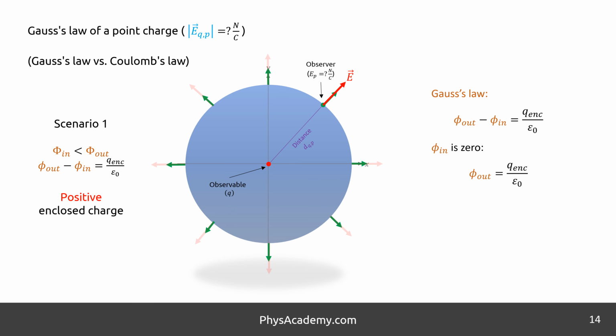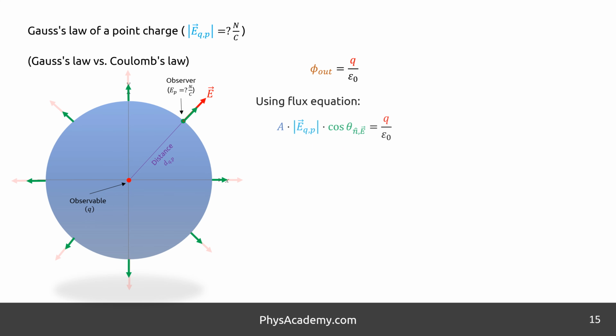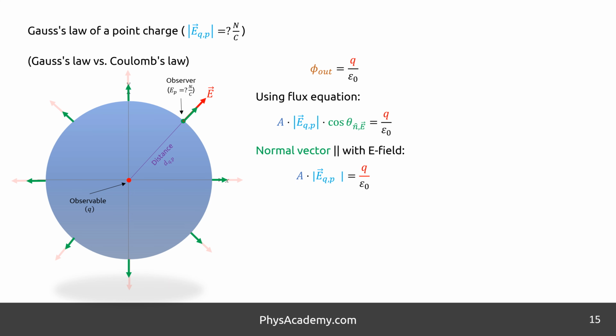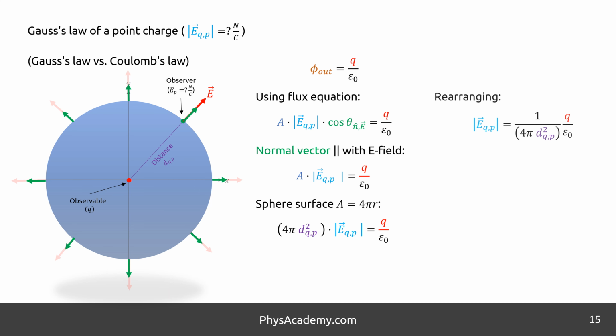Phi in, or the inward flux, is 0. The enclosed charge in this closed 3D spherical surface is just simply the source charge or q. Using the flux equation, we get the following expression. The normal surface vector is parallel with the electric field, so the cosine of theta is 1. The surface area of a sphere is 4 pi times its radius squared. Here the sphere's radius is the same as the distance between the charge and the observer. After rearranging the equation, we get an expression that exactly looks the same as Coulomb's law for a point charge.